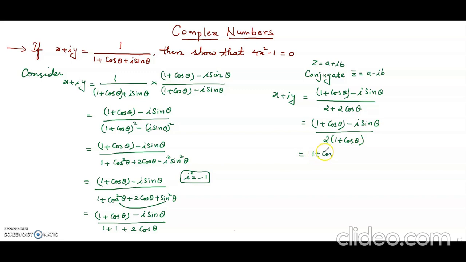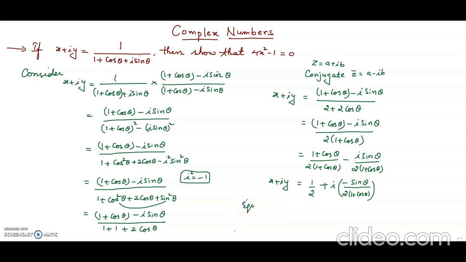Now we can separate first term by denominator minus second term by denominator. So we have 2 into 1 plus cos theta. So we have separated first term by denominator minus second term by denominator. Here 1 plus cos theta, 1 plus cos theta you can eliminate. And here you can write this as i into minus, you can take inside the brackets and write minus sin theta by 2 into 1 plus cos theta. So the left hand side is in the form of x plus iy, the right hand side also you can write in the form of x plus iy.